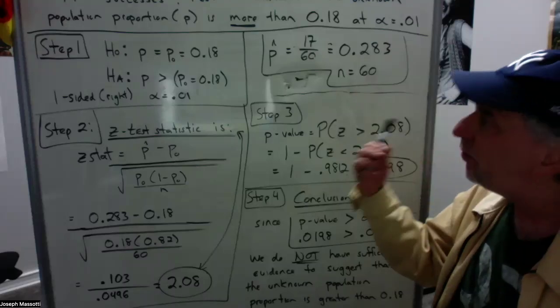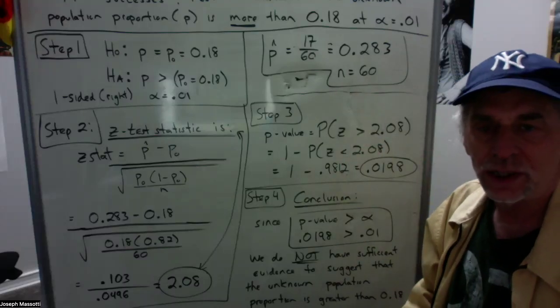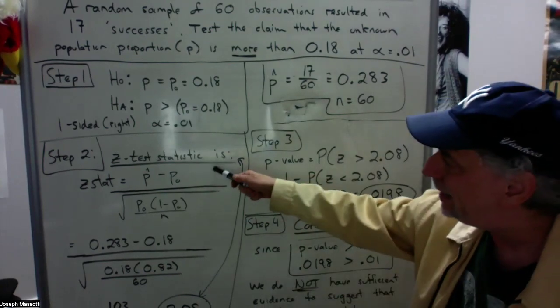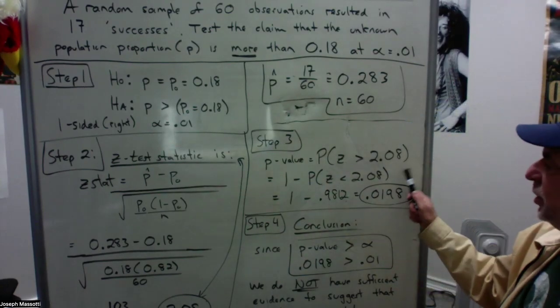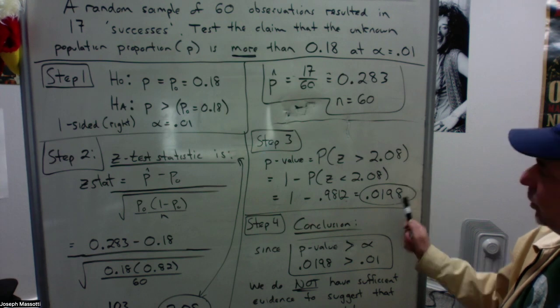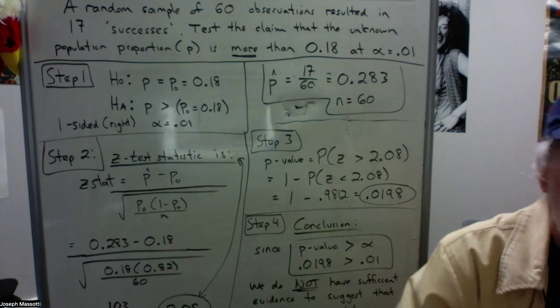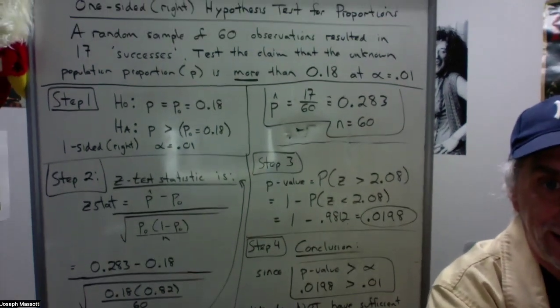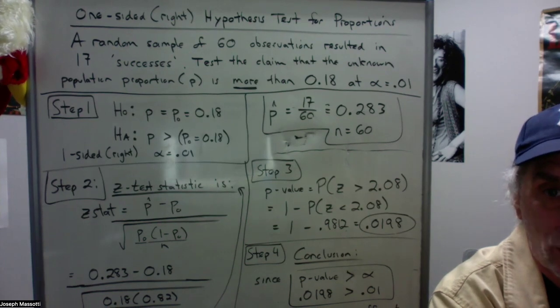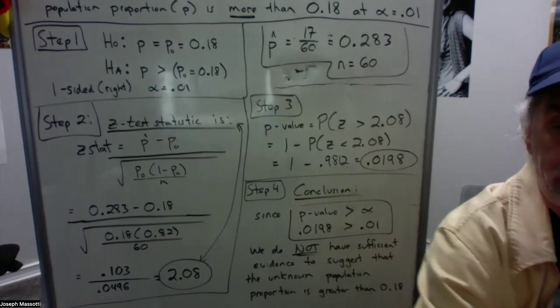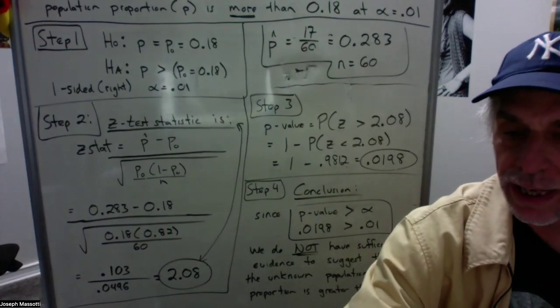So once again, 4 steps, always 4 steps. Nice thing about proportions is it's always a z-test statistic, and you're always using the standard normal table to look up your probabilities to get the p-value, and then you make a conclusion in step 4. So that is a hypothesis test, a one-sided to the right hypothesis test for proportions, and we will do more examples as we move along.